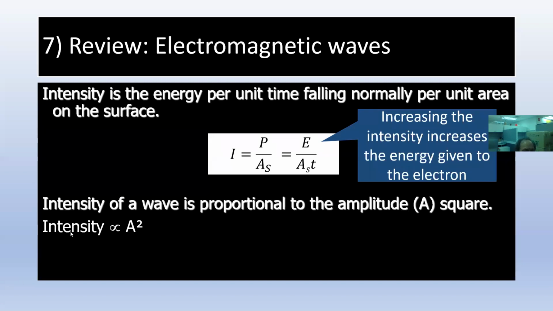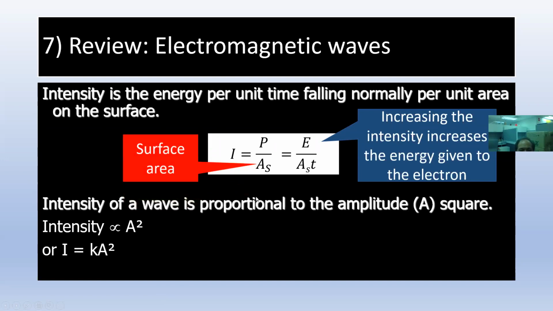So intensity is proportional to amplitude squared, greater amplitude, greater intensity. That is our k, our constant. That is your surface area.